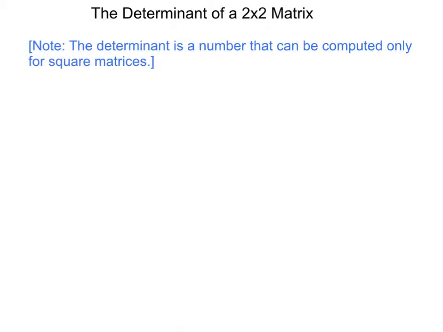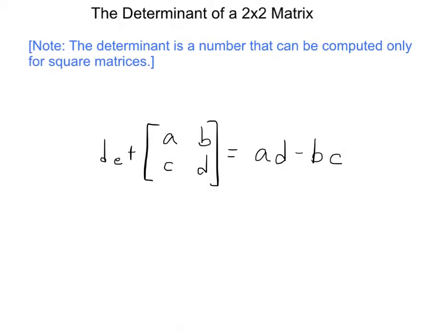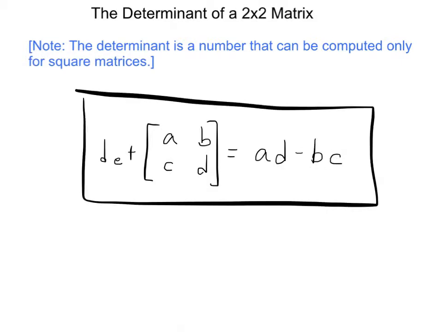There's basically a formula you memorize. The formula says that the determinant of the matrix A, B, C, D is equal to A times D minus B times C. So you multiply the main diagonal, A and D, together, minus the product of the secondary diagonal, B times C. Subtract them, you win.